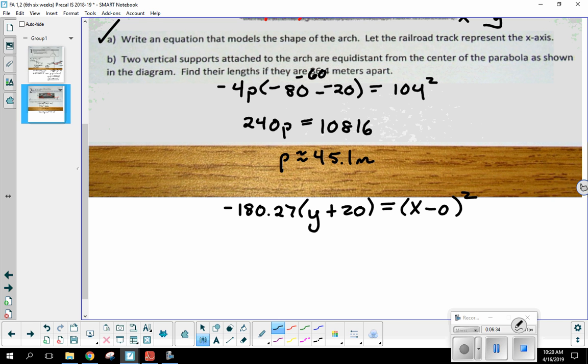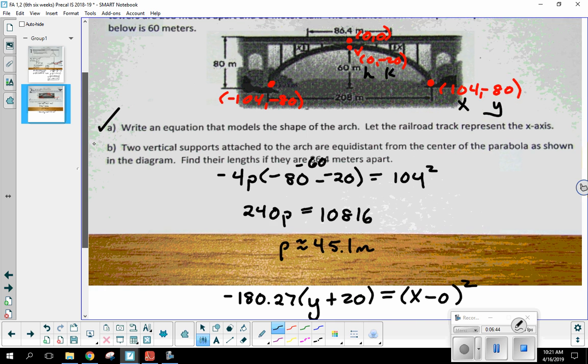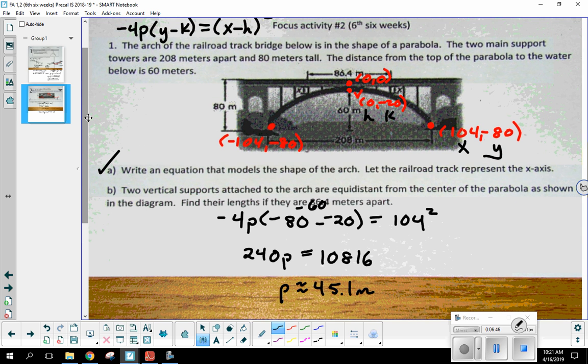Two vertical supports attached to the arch are equidistant from the center of the parabola as shown in the diagram. Okay. Find their lengths if they are 86.4 meters apart. So it's talking about these two supports right here. Okay. And I found it kind of unusual that they labeled them in the diagram using X. What are they actually wanting me to find here? Okay, what's that, Aiden? The length of those, well, what would that represent in the equation? The height, which is what variable? Y. That would represent Y.